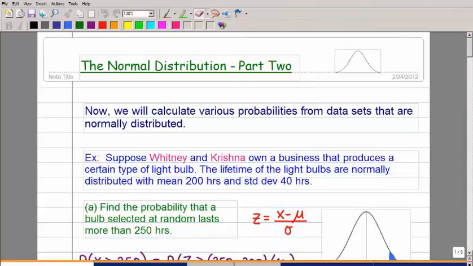Video is the normal distribution part 2. Now in this lecture we assume that you have a basic knowledge of the normal distribution from part 1 and understand how to read and find areas from the graph. What we're going to do now is look at various application problems that use the normal distribution and how to calculate probabilities from the normal distribution.